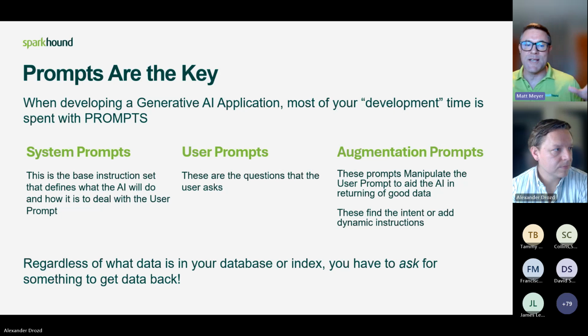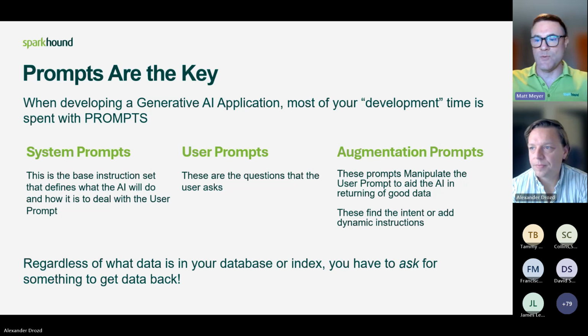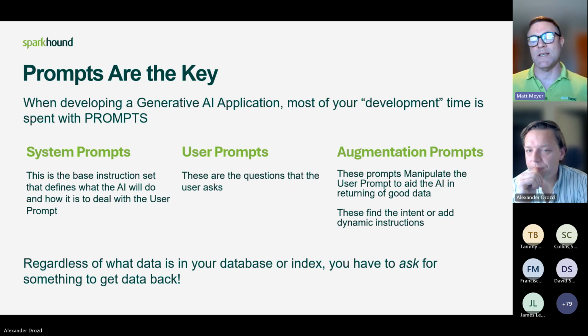Regardless of what data is in your data index, you have to ask for something, right? So if I'm not asking, I have to be specific. I can't just say, summarize the conversations. It's not going to know what conversations I'm talking about. I have to ask for something.